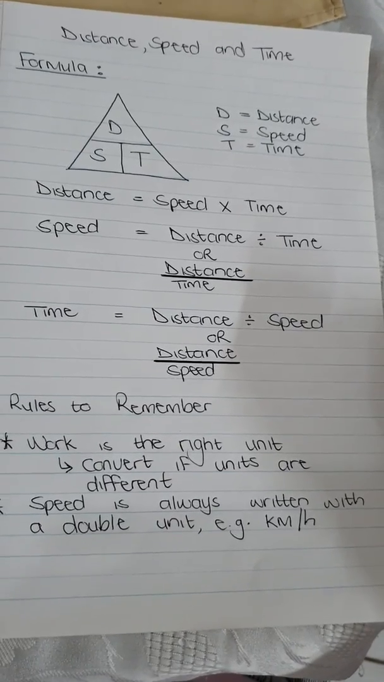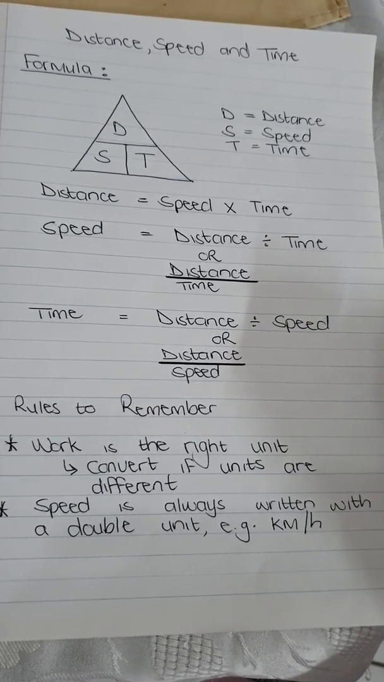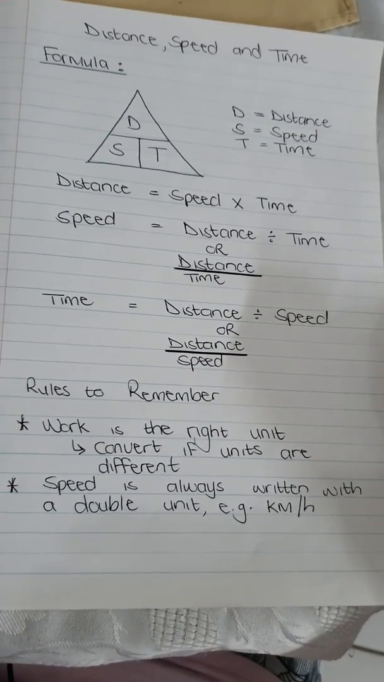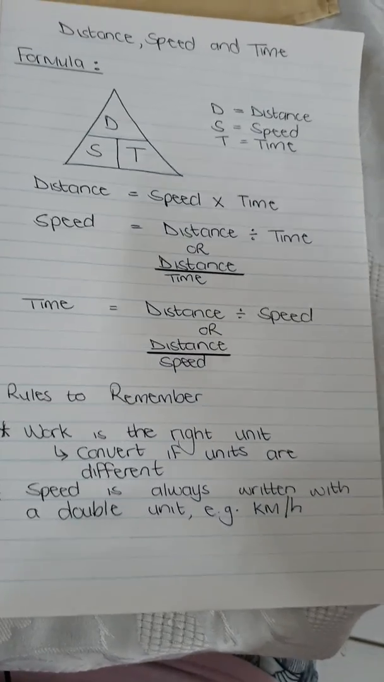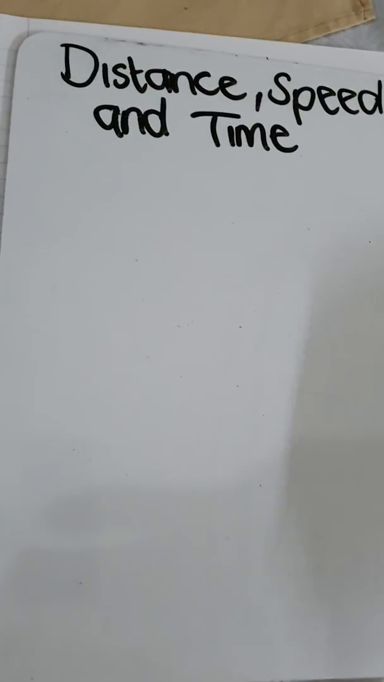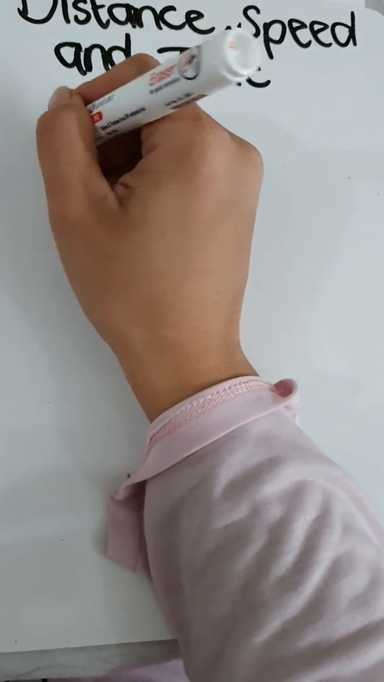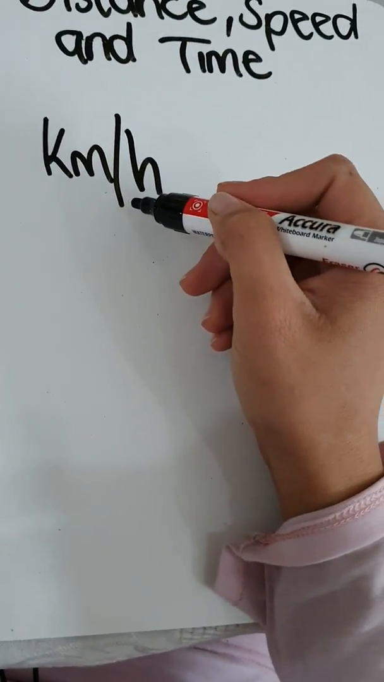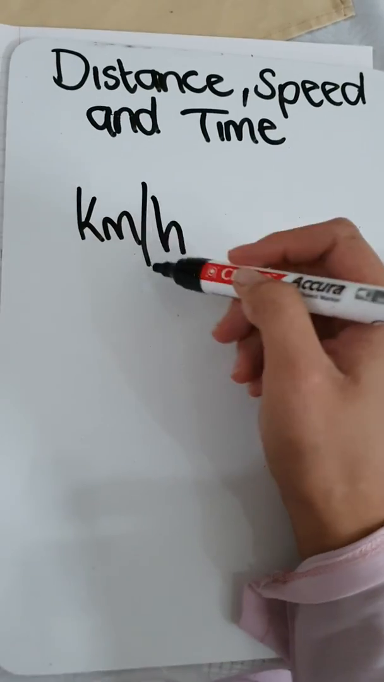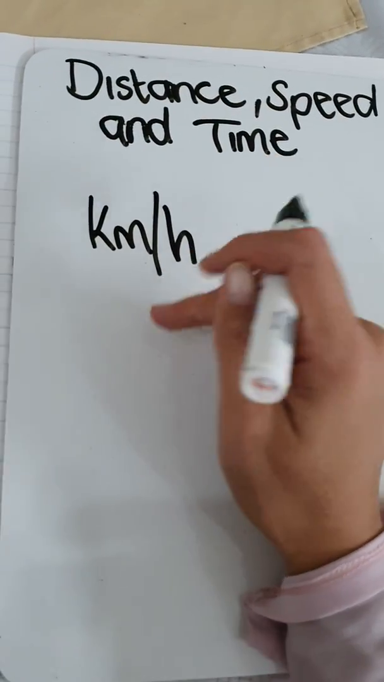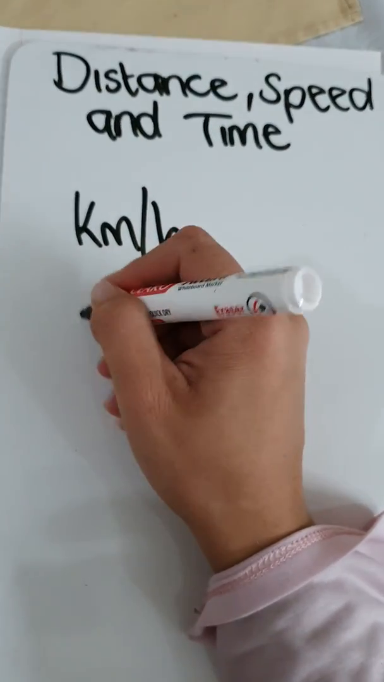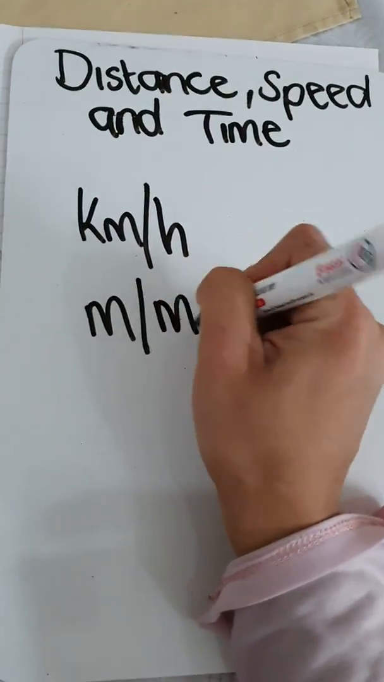Then we have speed. Speed refers to how fast a distance can be traveled. And when we look at speed, the unit that we use is a double unit. It is what we call a double unit. So, for example, when we refer to speed, we can have what we call kilometers per hour. This line in the center here does refer to per, so it's per every hour, for every hour. We can have kilometers per hour. We can also have meters per minute.